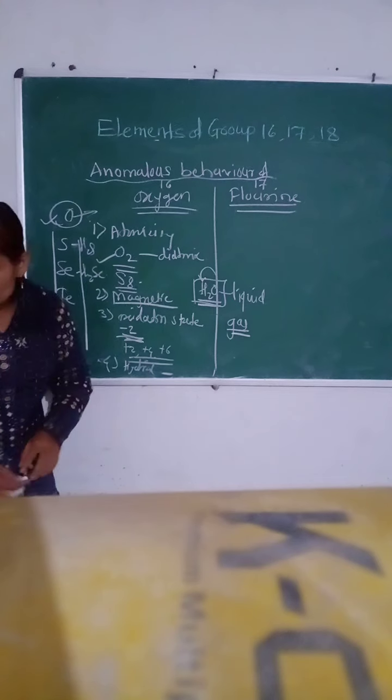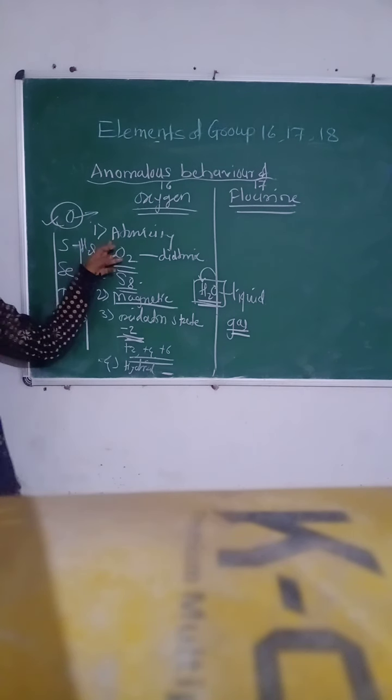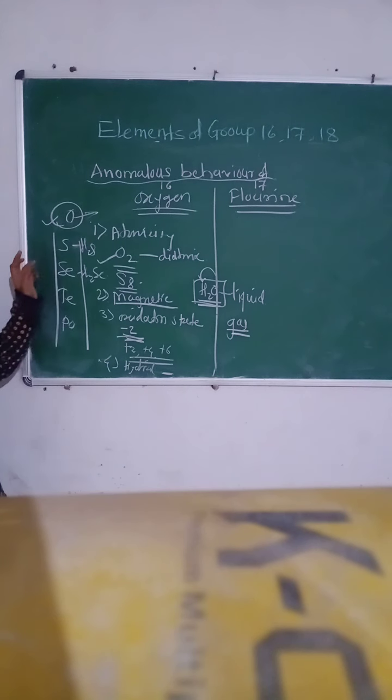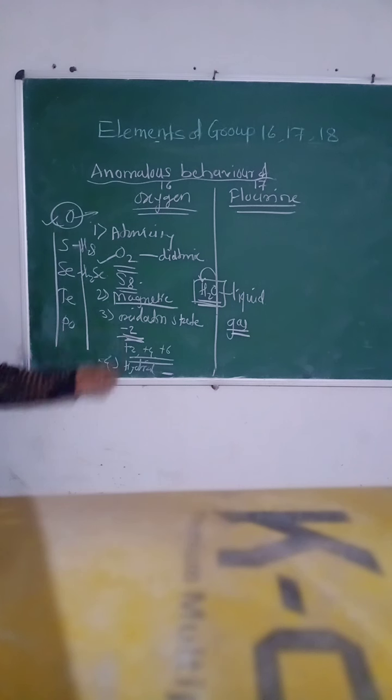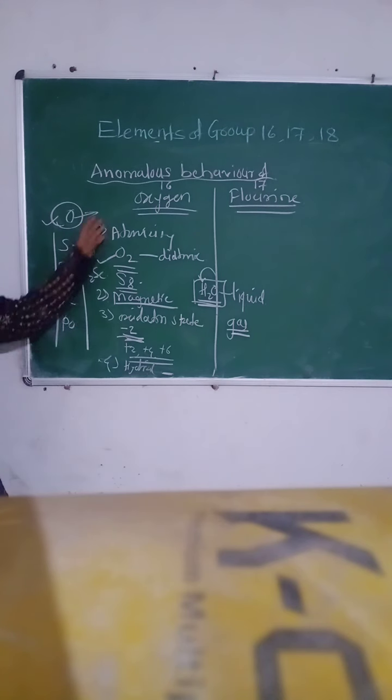Then one more property: oxygen has a small size compared to the other elements. The mostly observed properties are small size, high electronegativity, and absence of d orbital. It has no d orbital. These are the anomalous properties of group number 16. The group 16 element oxygen will be totally different from the other elements.